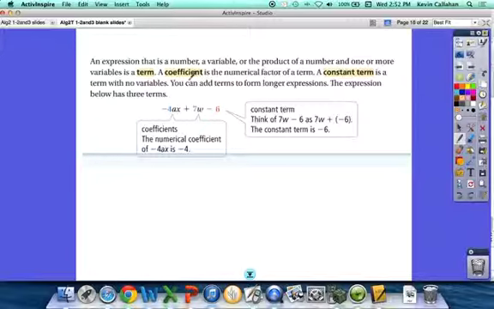And finally, when you have a term that does not have a variable in it, that's called a constant term. So this minus 6 doesn't change based on the variable, so it's constant. It doesn't change. So those are 3 good vocabulary words: term, coefficient, and a constant term, or just a constant.